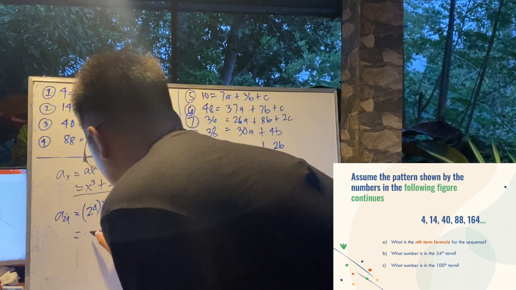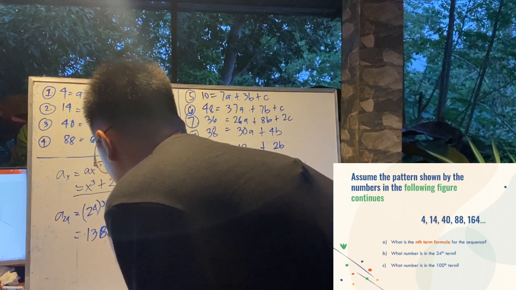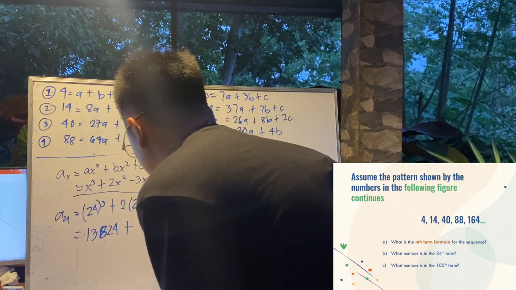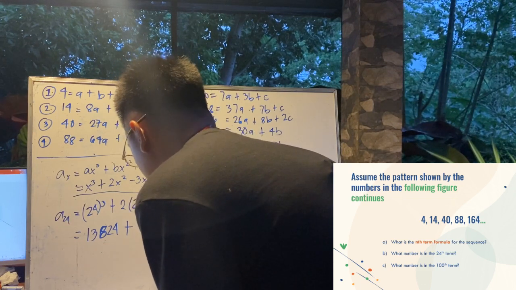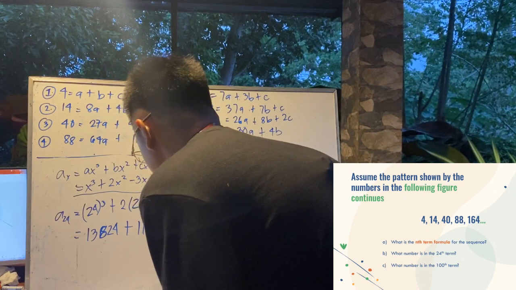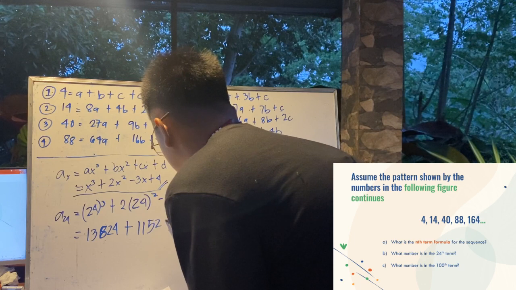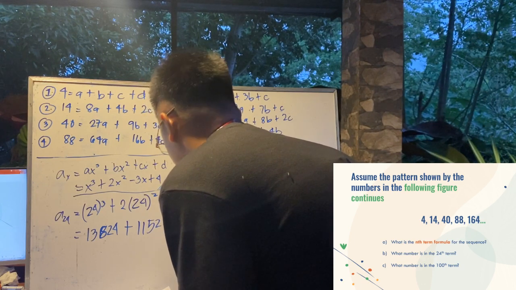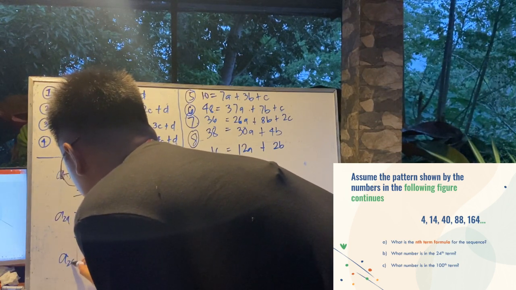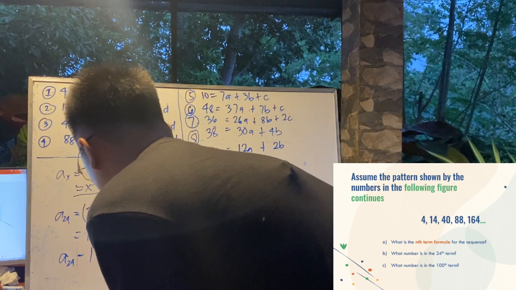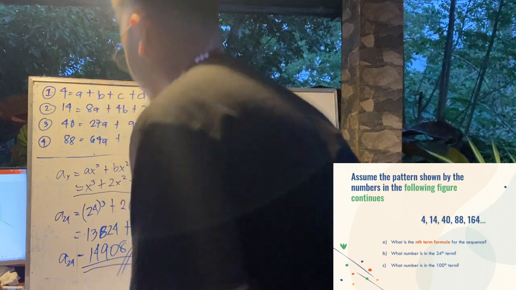So 24 cubed is equal to 13,824, plus 2 times 24 squared, which is 1,152. And negative 3 times 24 is equal to negative 72, plus 4. So a is equal to 14,908. That is our 24th term.